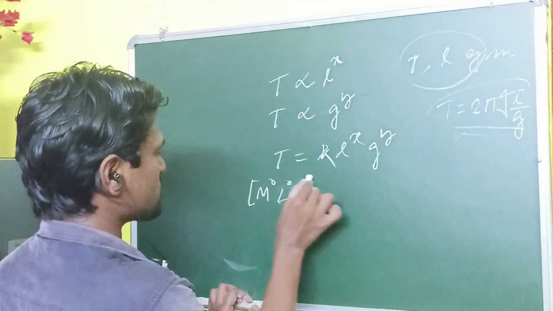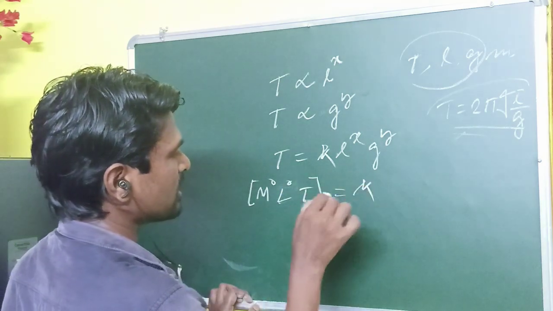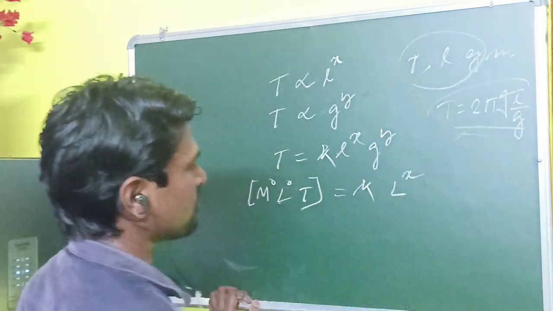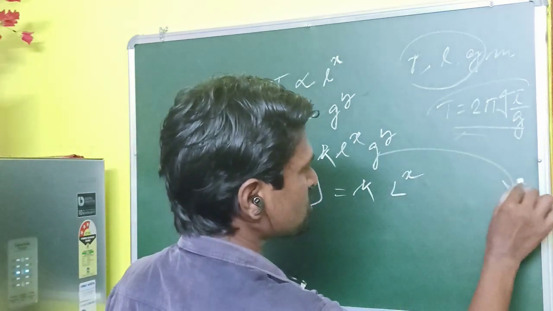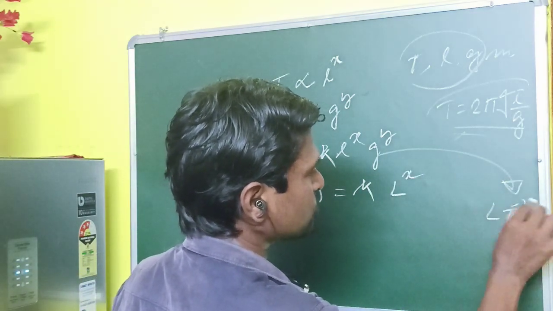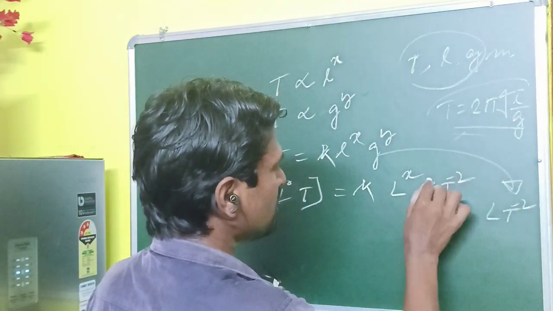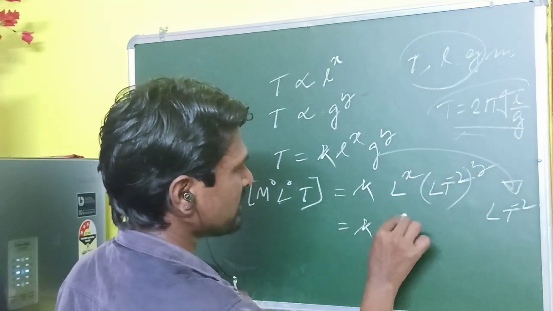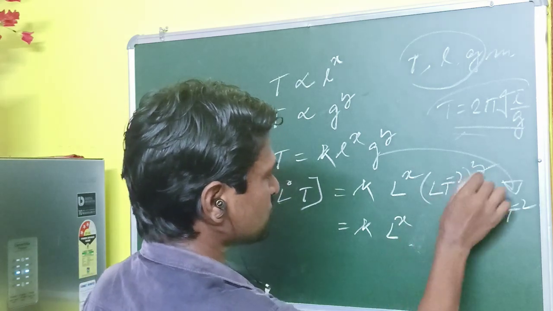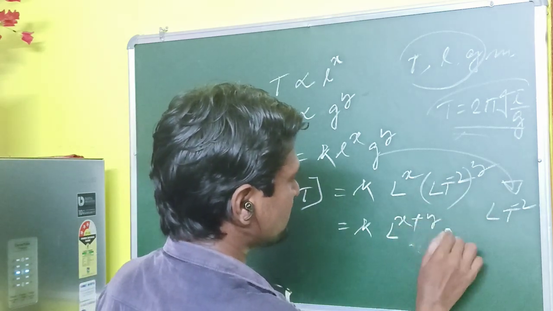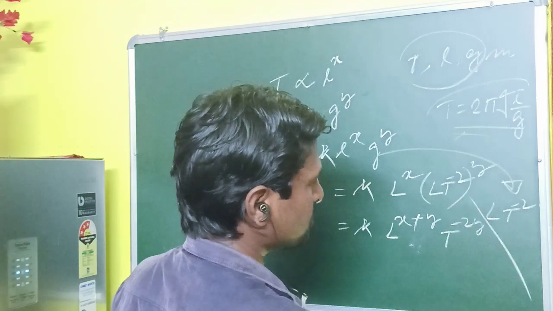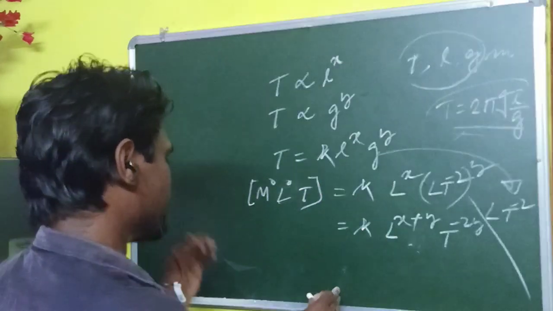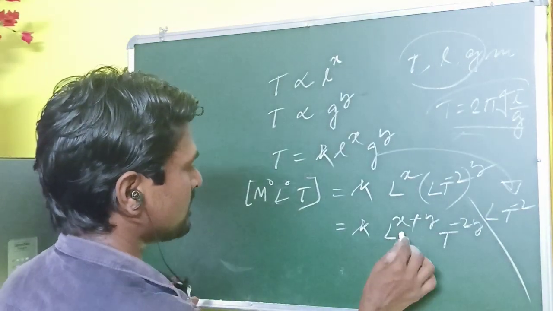So this is the dimension of the time period, and here you can write the dimension as L to the power of x, and g, what is the dimension of g? g is L T to the power of minus 2. So L T to the power of minus 2, all to the power of y. Then finally we get L to the power of x plus y, and T to the power of minus 2. So the next step is you have to compare those values.